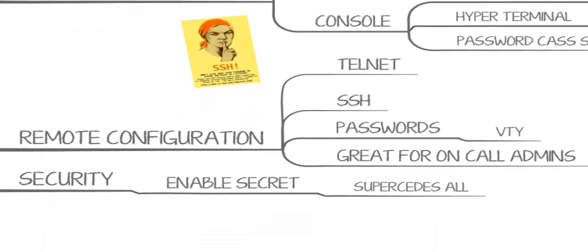Now quickly to review remote configuration, it's better to use SSH. You have to set the password for the VTY line, and it's a great first step in troubleshooting. If you're away from the office and you're on call, you can remote to the device, be it this router or the switch. Start your troubleshooting process before you come into the office.